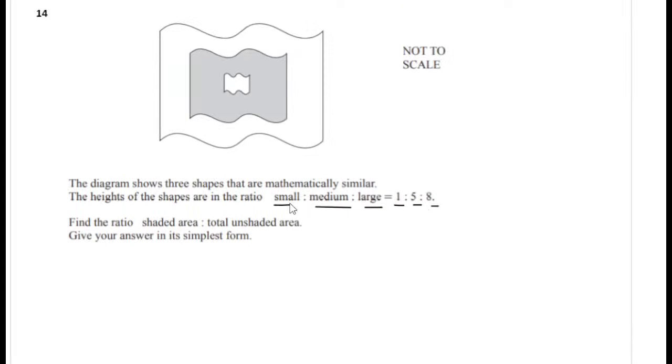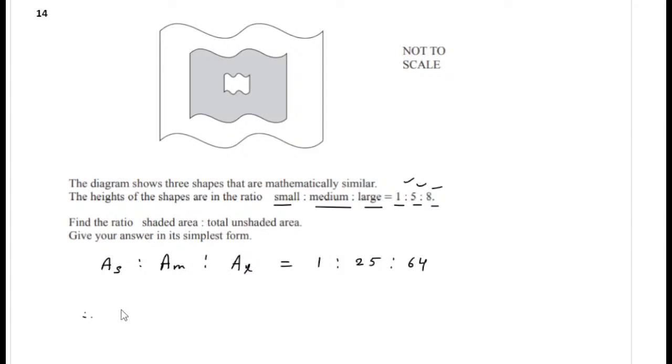Now see, first thing, here the ratio is given for the heights only. Now if you find the ratio of areas, small I will say AS, medium I will say AM, large, AL. If I find this ratio, then it is going to be equal to 1 ratio 25 ratio 64, isn't it? What we will do, we will simply square these values, right? Because we are now finding the ratio of areas, which is a two-dimensional thing. Now here the question is, we have to find the shaded area ratio total unshaded area.